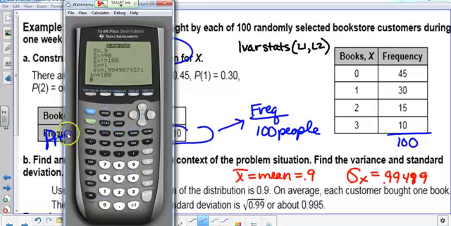The reason I go out so many places is the closer you are to 1, when you square it, it's going to be really close to 1, okay? So there's not much difference if you don't go out several places. Then to find the variance, you go that number squared. Okay?